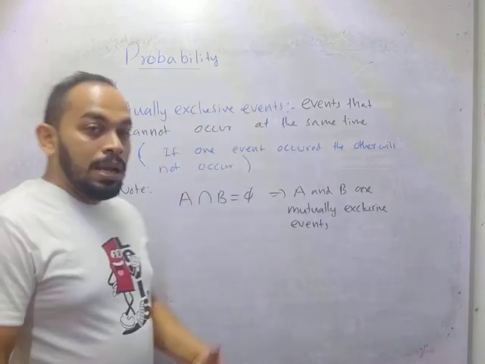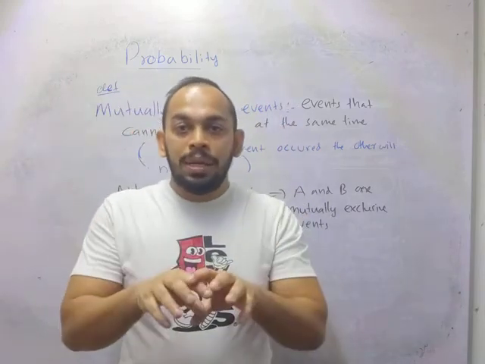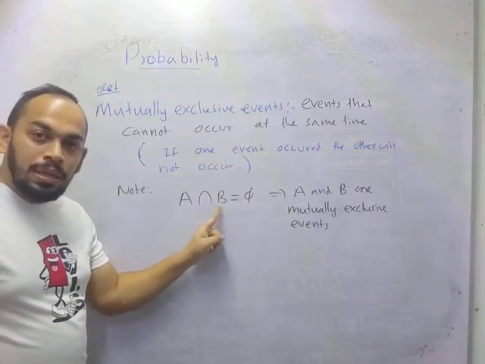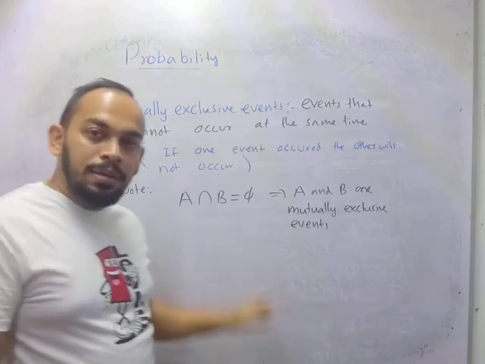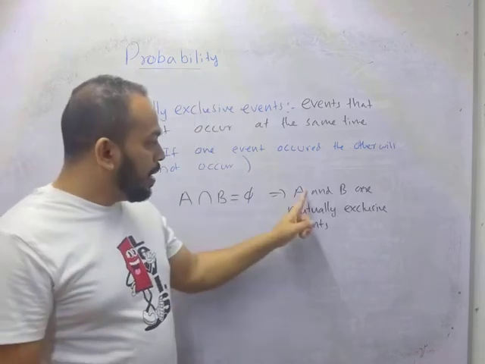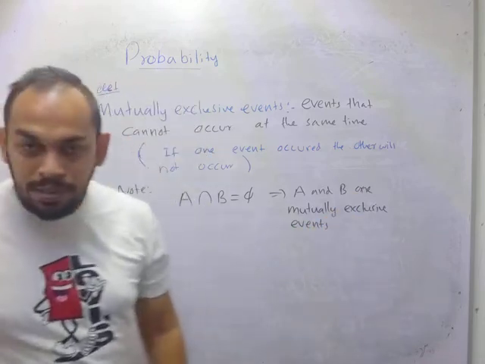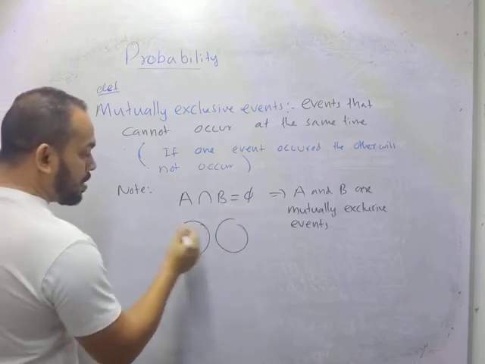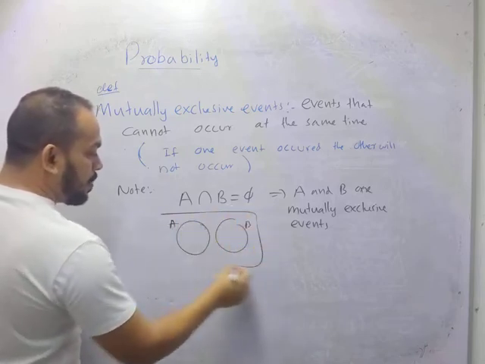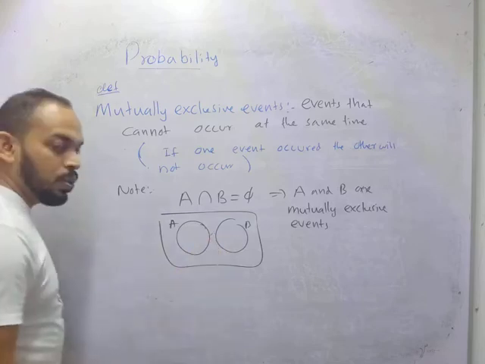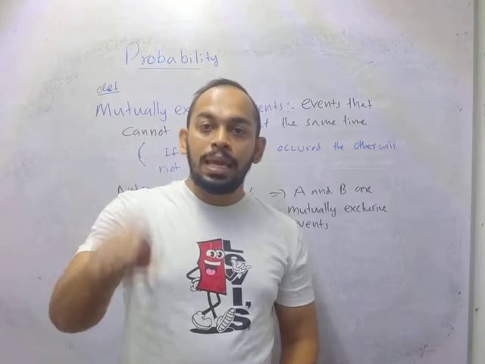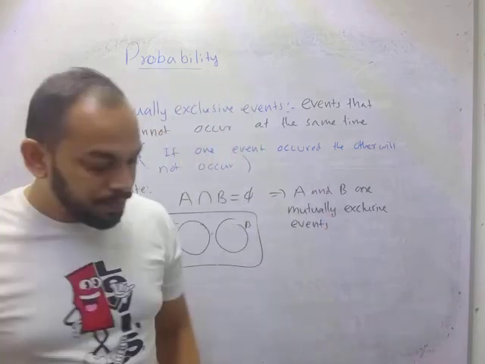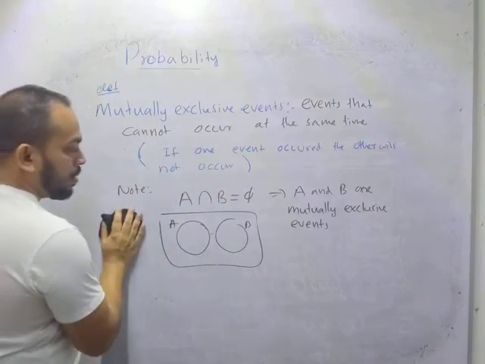Occurrence at the same time means an overlap, an intersection, something common. Therefore, if A intersection B is a null event, then we say A and B are mutually exclusive events. You can see that from the Venn diagrams: the intersection being null means A and B are separated. There are no common elements in both A and B, which means A and B cannot occur at the same time.